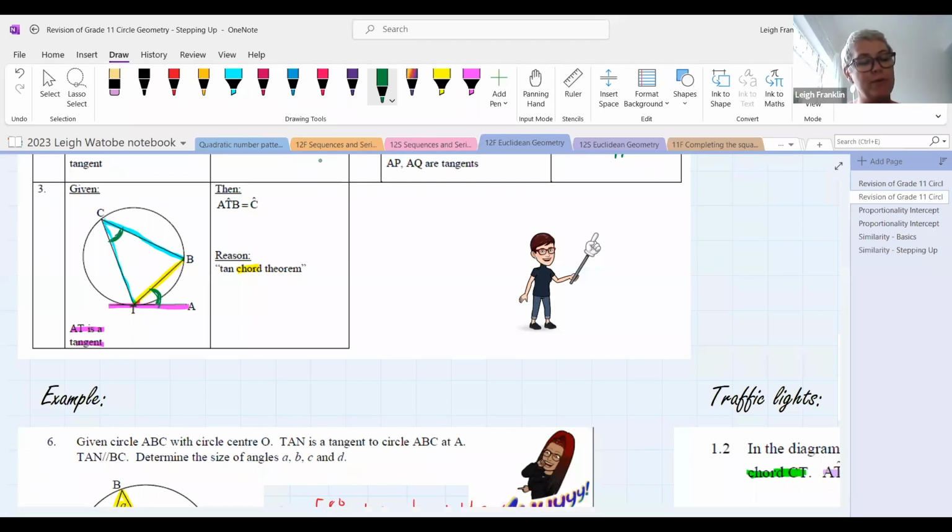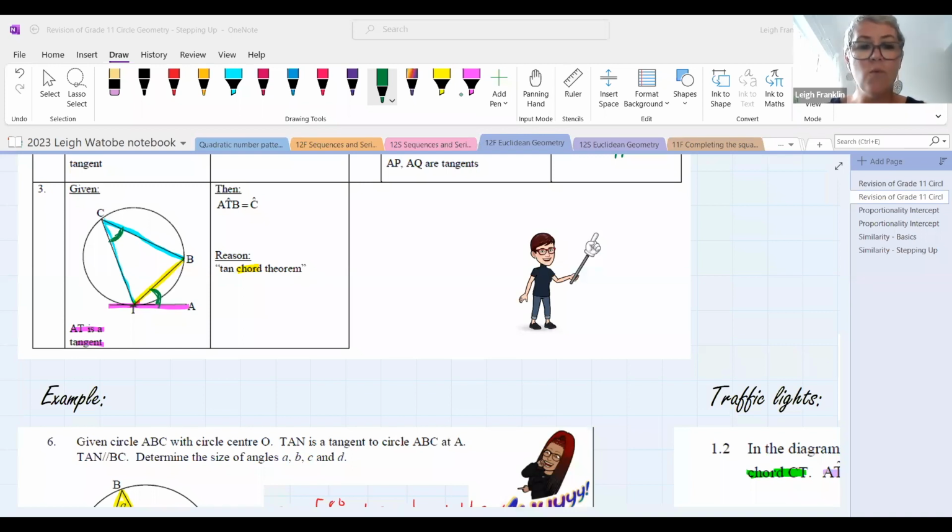So that's what tan chord theorem does. It tells us the angle between the tangent in pink and the chord in yellow is equal to the angle in the alternate segment. That's how tan chord theorem works, and it works both ways. In other words, C is equal to BTA and BTA is equal to C. All right, does that make things a little bit clearer for everybody? Are we feeling a bit happier about tan chord theorem? Thumbs up, thumbs down? Yes, just that little reminder.